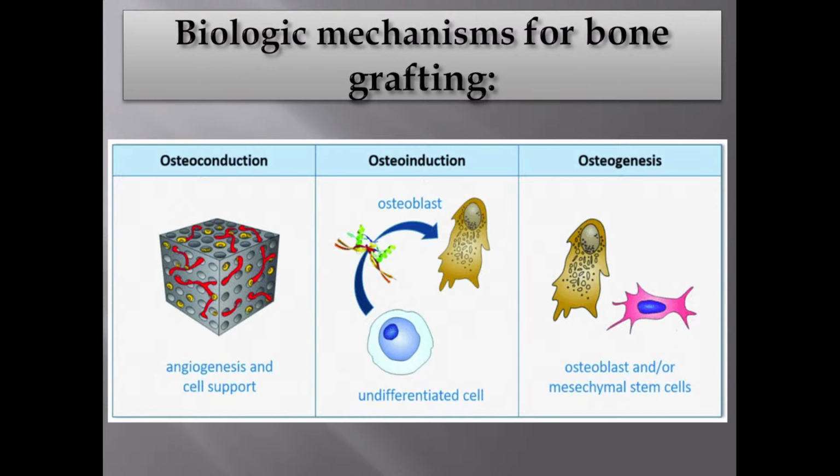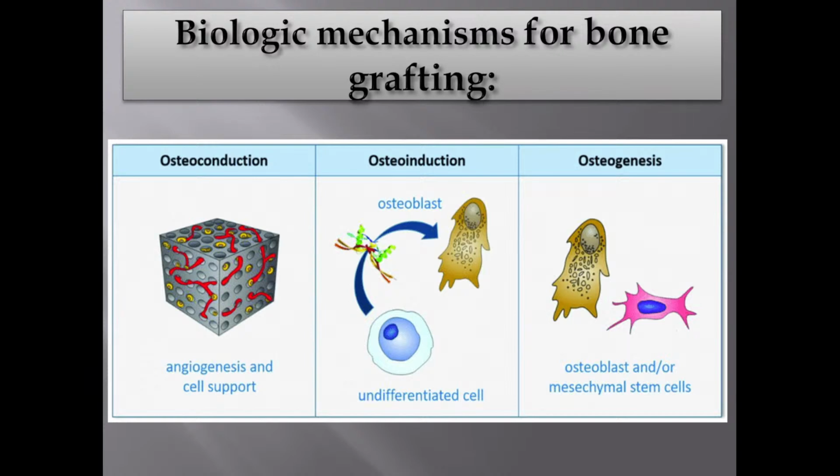And first, the biologic mechanism for bone grafting. The biologic mechanisms that provide the rationale for bone grafting are osteoconduction, osteoinduction, and osteogenesis. What are they?